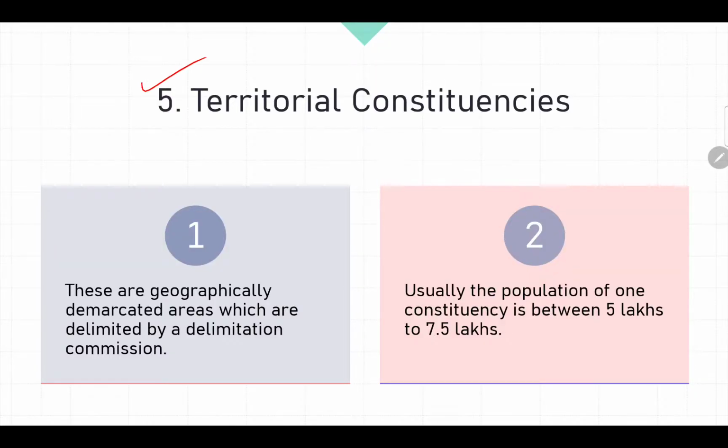So what is territorial constituency? These are geographically demarcated areas which are delimited by a delimitation commission. So what is territorial constituency? It is a geographically demarcated area. You can write up to this much. Okay. So number 2 is usually the population of one constituency is between 5 to 7.5 lakhs. So the population of one constituency can be this much.